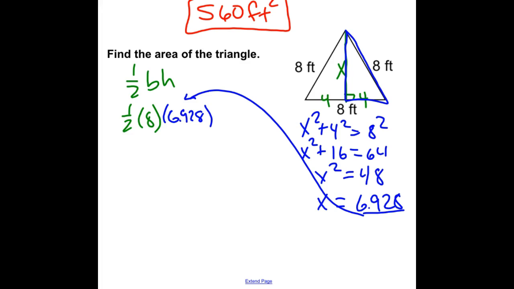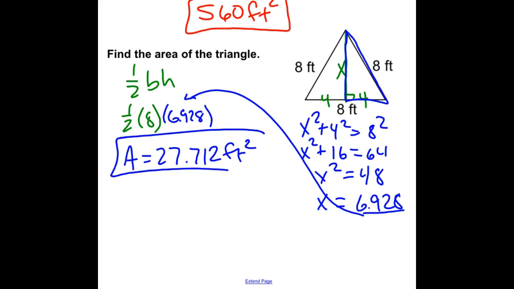I multiply all my numbers and I get an area of 27.712 feet squared. Now on your homework and on your final, it will tell you exactly what to round to, and so you can be a little more accurate with your rounding there.